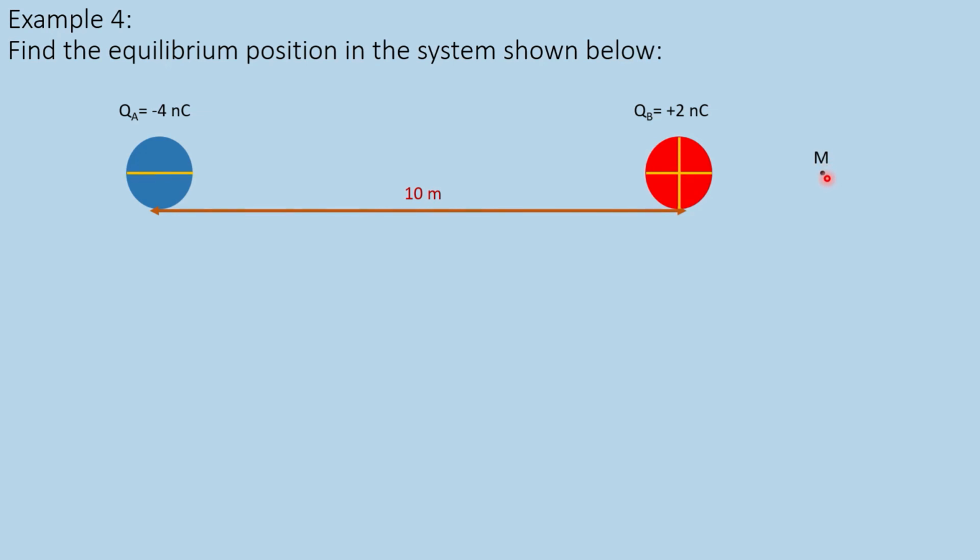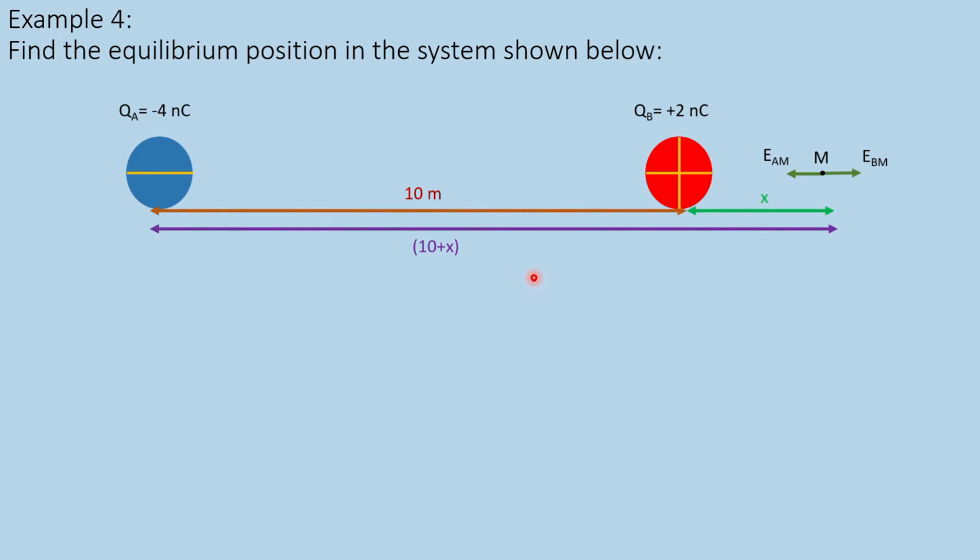I will draw EAM. Since QA is negative, then the electric field of A converges towards A, so at point M it should be converging or pointing towards A in this way. And since B is positive, then its electric field diverges away at all points, in all directions. So at point M it should be pointing away this way. Now if this distance is x, then the whole distance from M to A will be 10 plus x. The same rule, EAM equals EBM for this system to be at equilibrium.